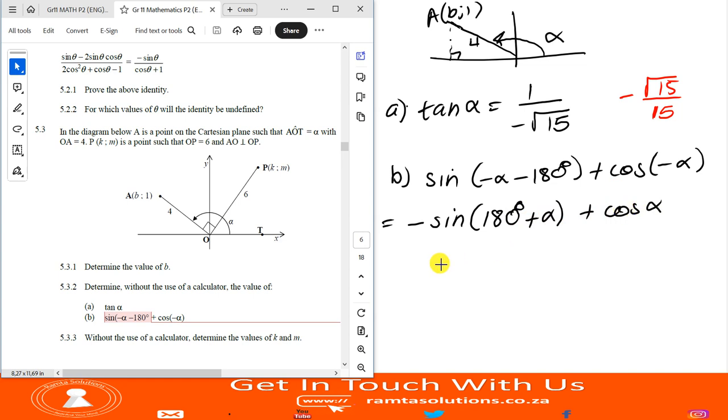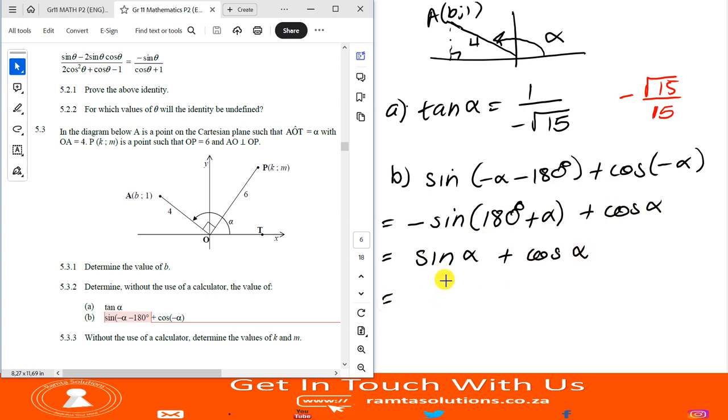Okay, cool. Now, what is sine in the 180 plus quadrant? Sine in the 180 plus quadrant is negative. So that negative times this negative will be positive. So we will be left with sine alpha plus cos alpha.